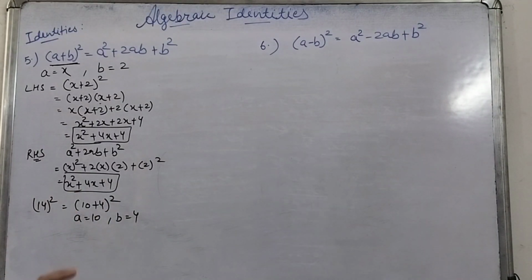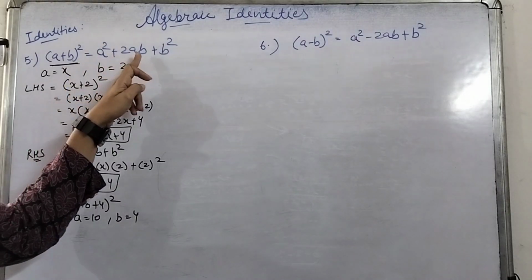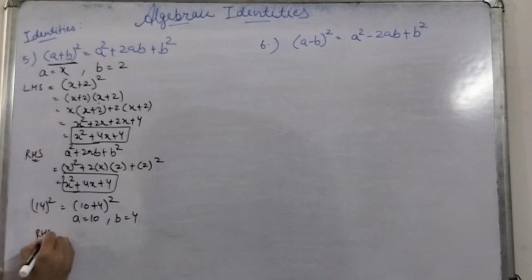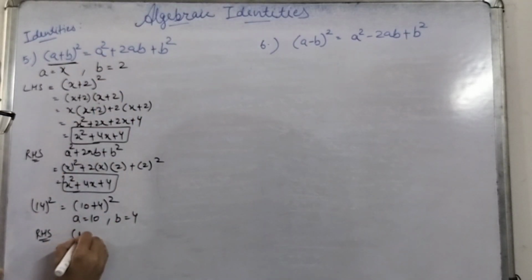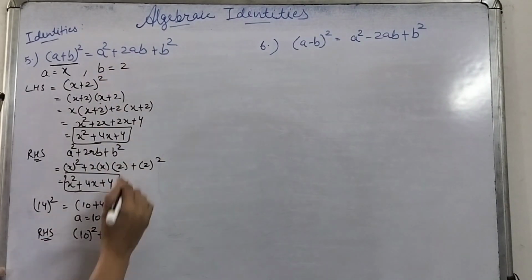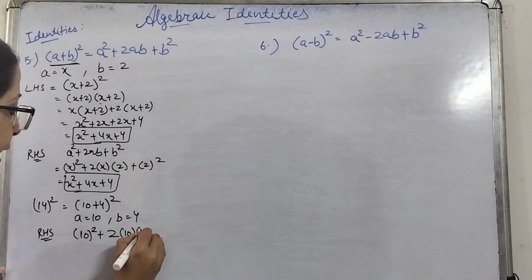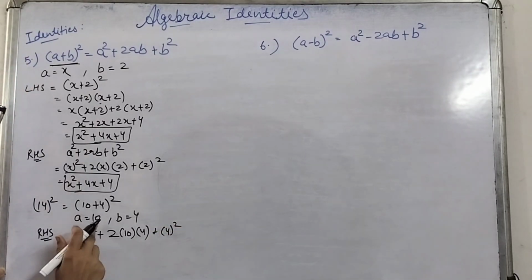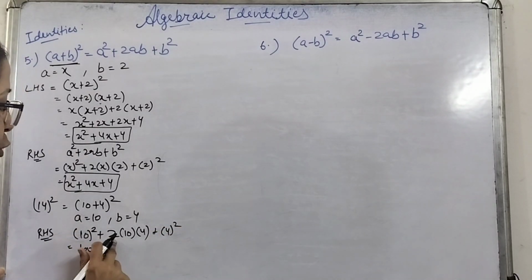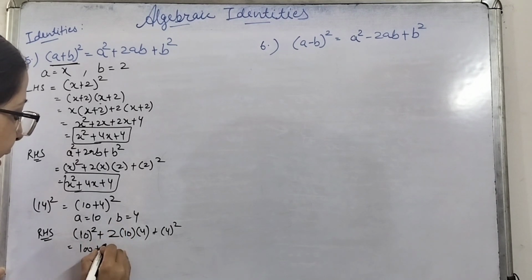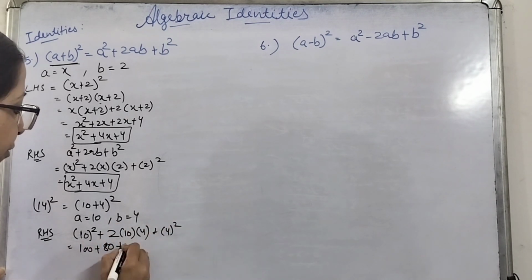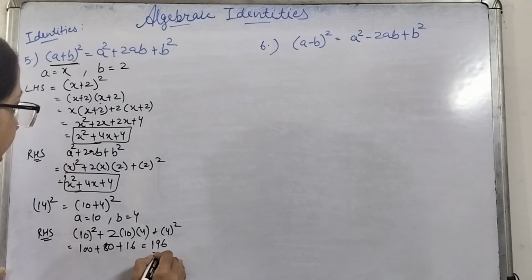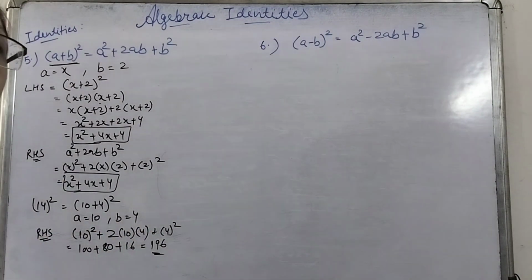If we replace the value of a by 10 and the value of b by 4, what will the RHS value be? RHS will be a square, that means 10 square, plus 2ab, 2 multiplied by a which is 10 and b which is 4, and plus b square, b is 4. So square of 10 will be 100 plus 2 multiplied by 4 is 8 and 8 multiplied by 10 is 80 plus 4 square will be 16. So this will become 196, and we know that the square of 14 is 196 only.